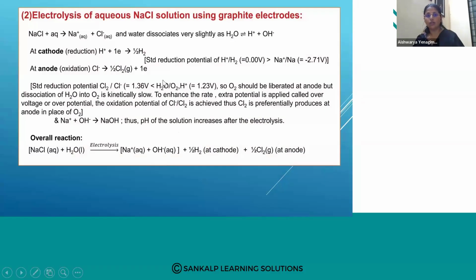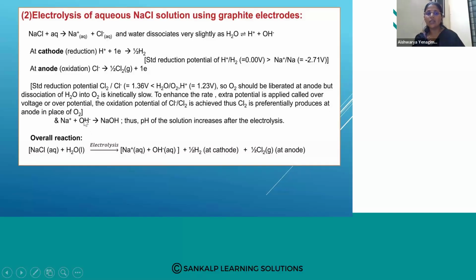is less than water. So water should be oxidized and oxygen should be liberated at the anode. But the dissociation of H2O into O2 is kinetically very, very slow. It is feasible, but extremely slow. So to enhance the rate, extra potential is applied, which you call over potential or over voltage. Then the oxidation potential of Cl-/Cl2 is achieved. The Cl2 is preferentially produced at the anode in place of O2.